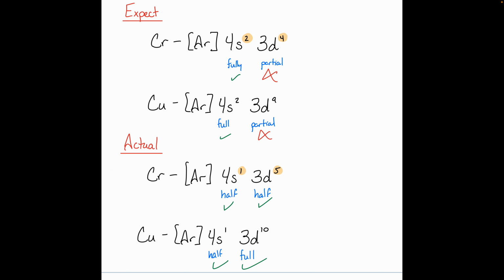Again, we want to note the difference in the number of electrons in our 4s orbital from what we would expect to what it actually is. Where did that electron go? It was added to that 3d orbital.